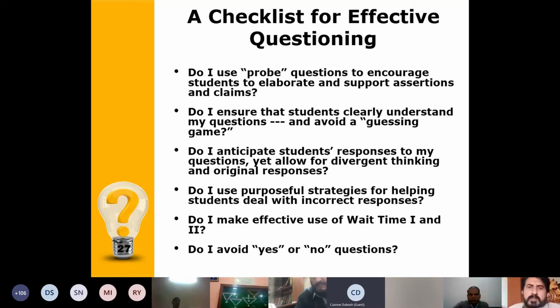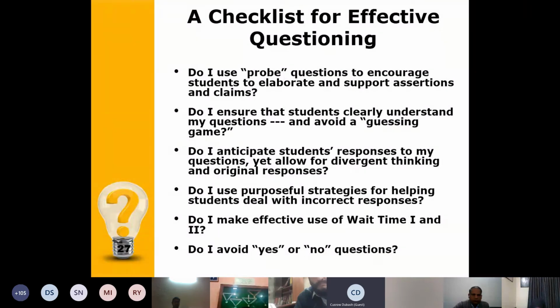Do I make effective use of wait time 1 and wait time 2? Normally class mein when I throw a question, I want silence. I don't want hands going up. I don't want students opening their mouth. 5, 6, 10 second ki silence. It's wait time.